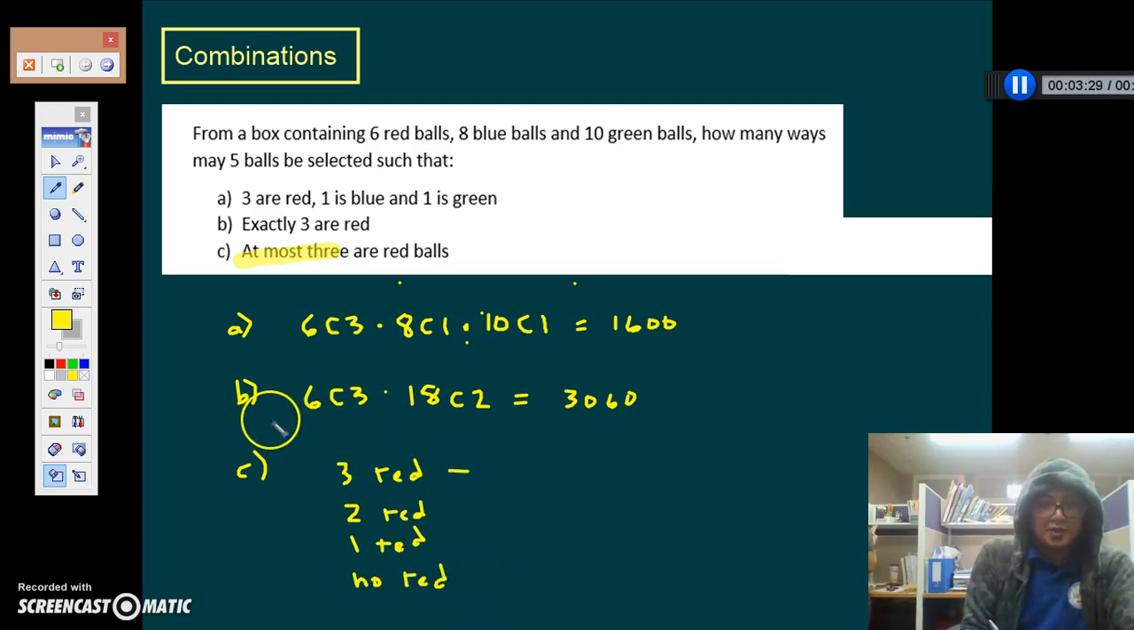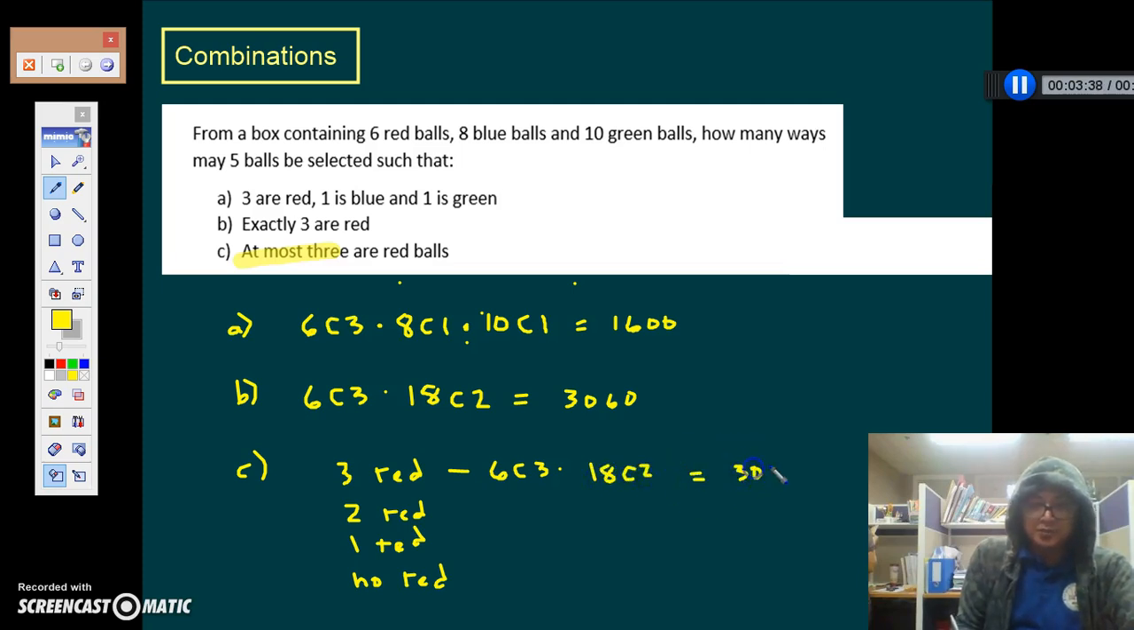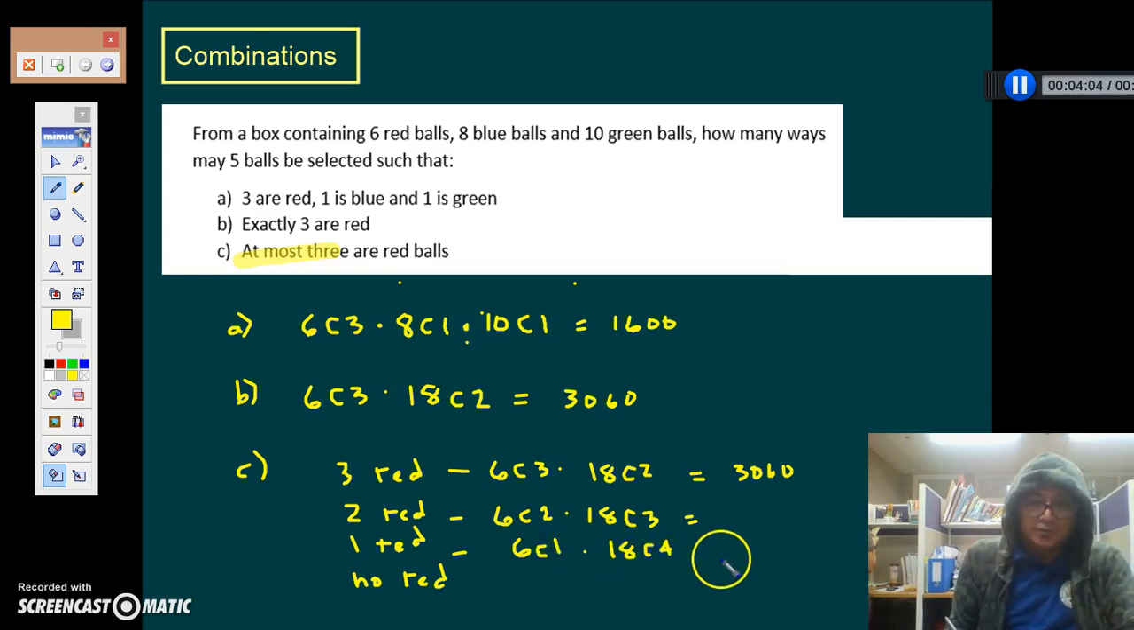Right, so here in 3 red, this is basically letter B, choosing 3 red balls. So it's 6 choose 3 times 18C2, which is 3060. But if you have exactly 2 red balls selected, that is 6C2. And remember that we need 3 more, so that's what we will choose from the 18 other balls, blue or green, combine them, so 18C3. So let's have the value later. 1 red would be 6 choose 1, and then 18C4 this time because we need 4 more, choosing from again the 18, and then no red would be 18C5.